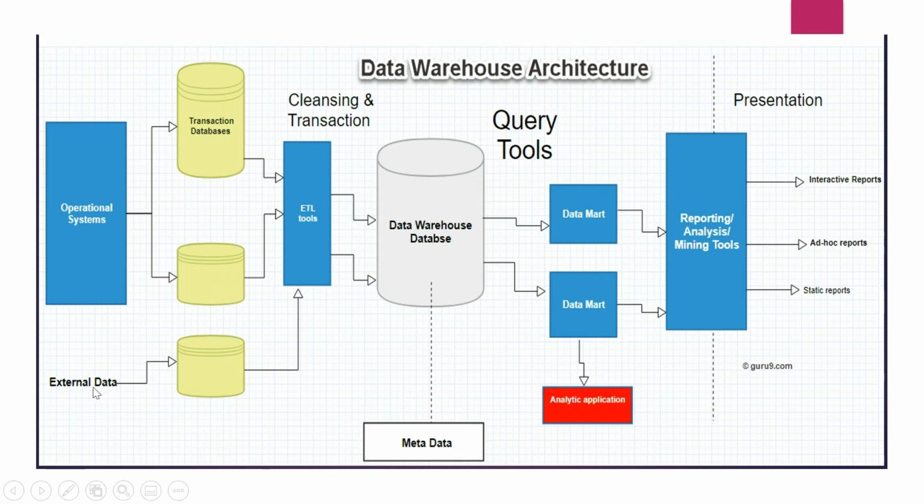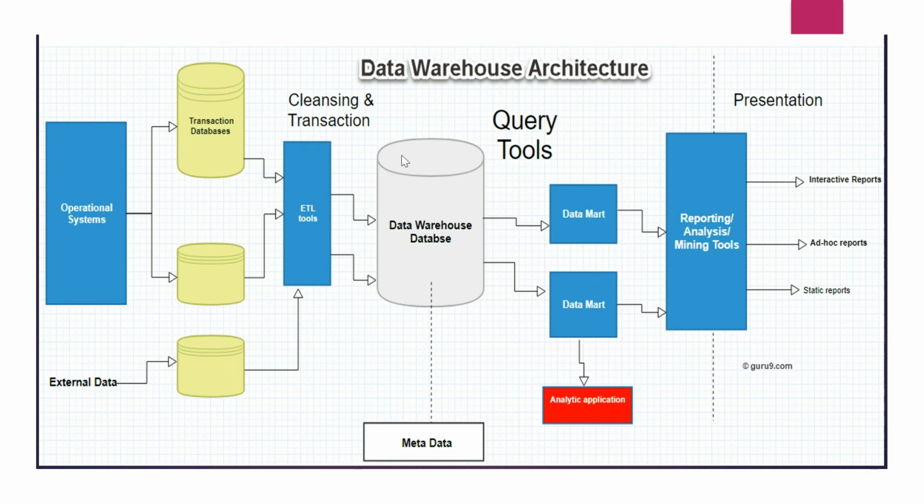So we have the external data, we have the operational systems, and in ETL, what it will do is take all this data, do the transformations and load it into the data warehouse. In this data warehouse, you'll have your facts and dimensions, and those facts and dimensions can be stored based on different schemas. I'll be covering those in the next videos.